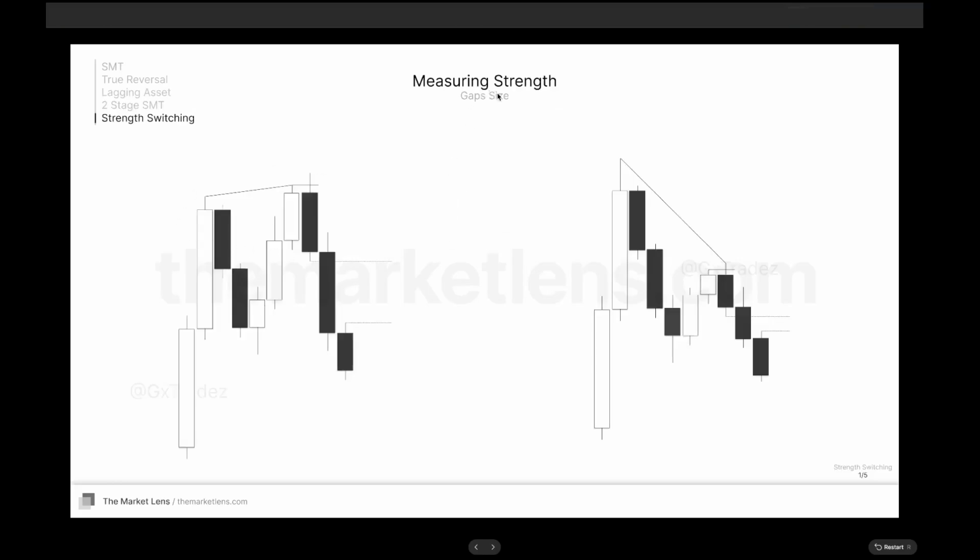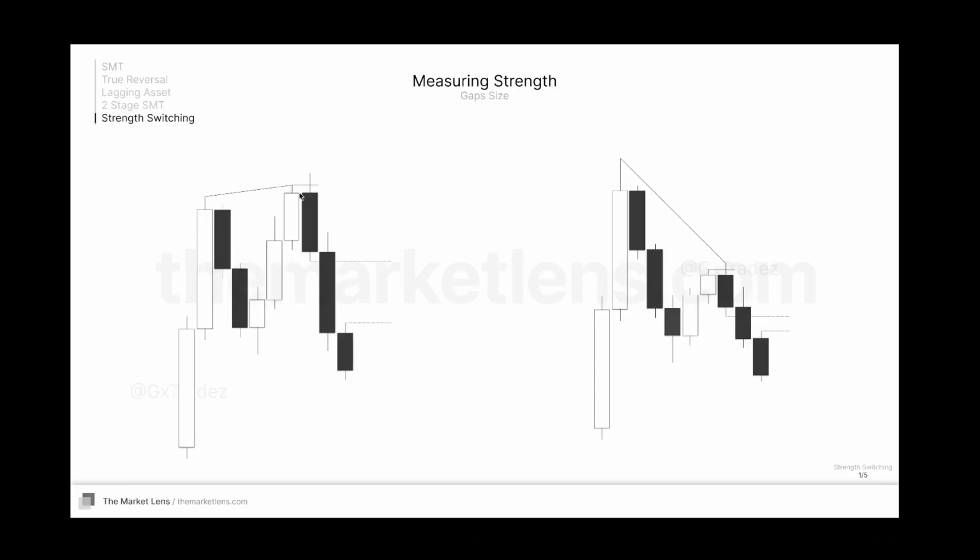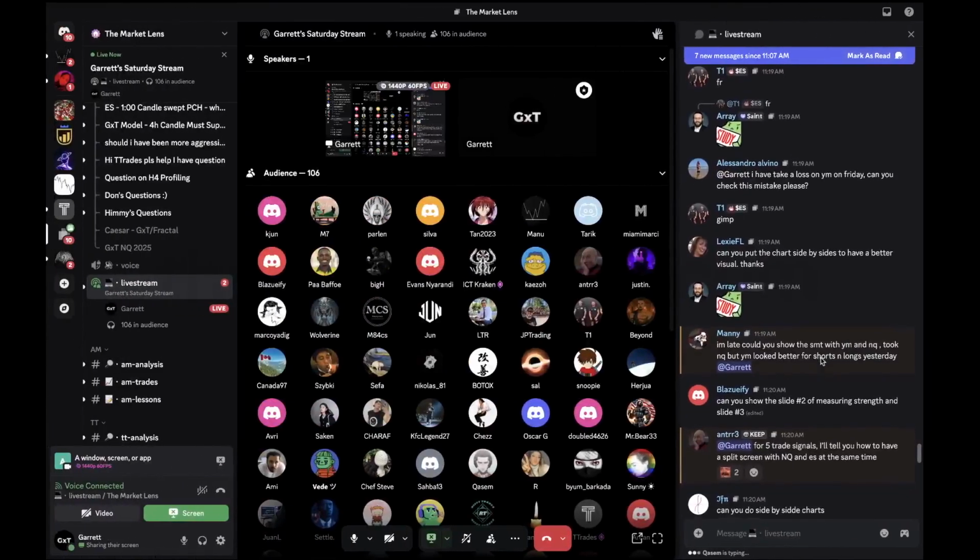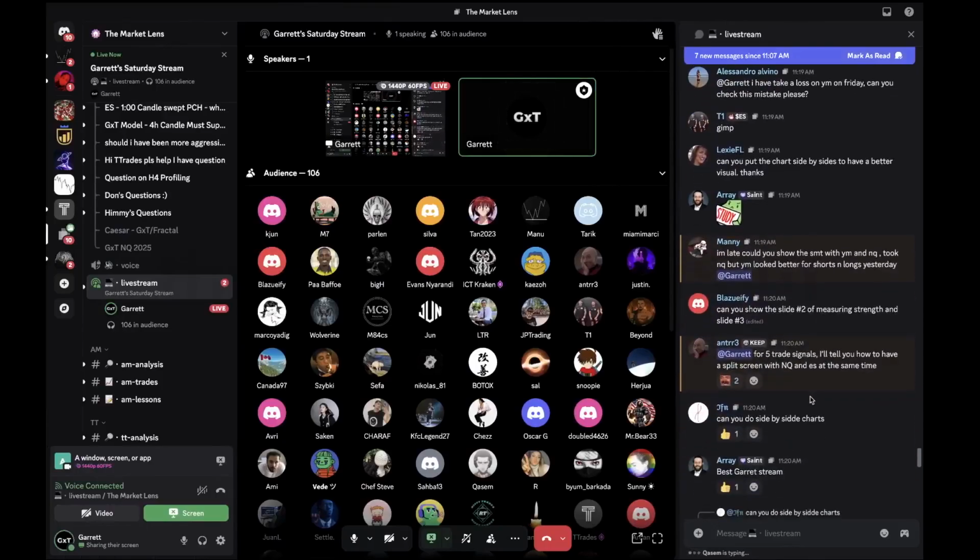Right here. So it's like immediately following the SMT, we're going to displace more aggressively, right? When originally it was stronger, now it's weaker. Where it's just measured via gap size, and then another way we can measure it is with this asset filling in a whole gap while this asset doesn't. There's many different forms of strength switching, you know.